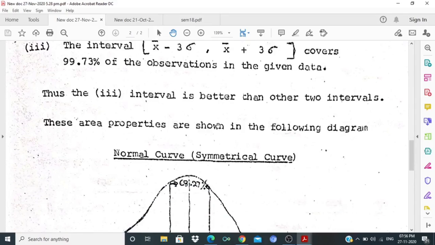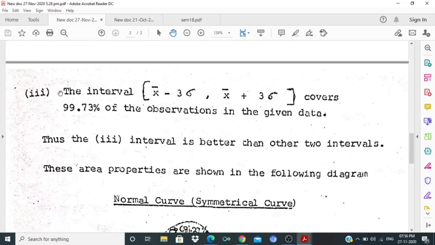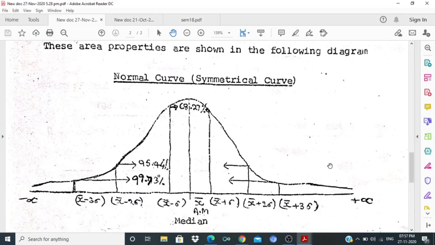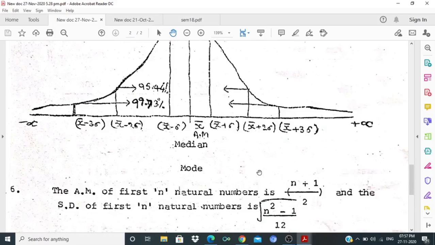The third interval is better than the other two intervals. This is called the area property. Look here. In the middle, x bar minus standard deviation to x bar plus standard deviation covers approximately 68%. X bar minus 2 sigma to x bar plus 2 sigma covers 95.44%. And x bar minus 3 sigma to x bar plus 3 sigma covers 99.73%. This is the most important property of standard deviation.